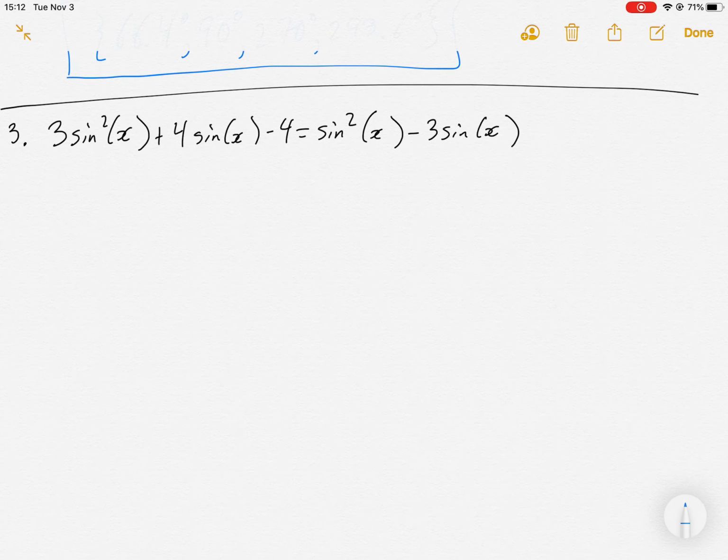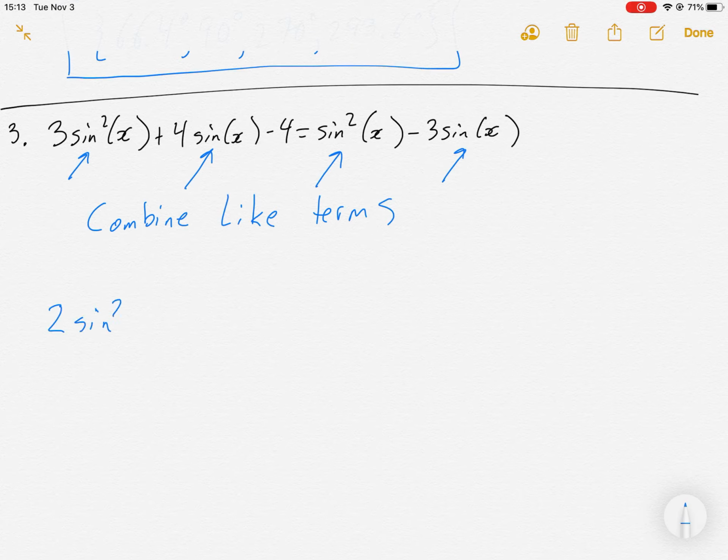So what I notice in this problem is that I have some sine squareds on the left and a sine on the left, but I also have those same terms on the right. So the first thing I'm going to do is combine all like terms, just to kind of get a better sense of what I'm dealing with here. So we'll subtract sine squared to the other side, so that gives me 2 sine squared of x. And then we'll have to add the 3, so that gives me 7 sine of x, and then I have that minus 4, and all of that equals 0.